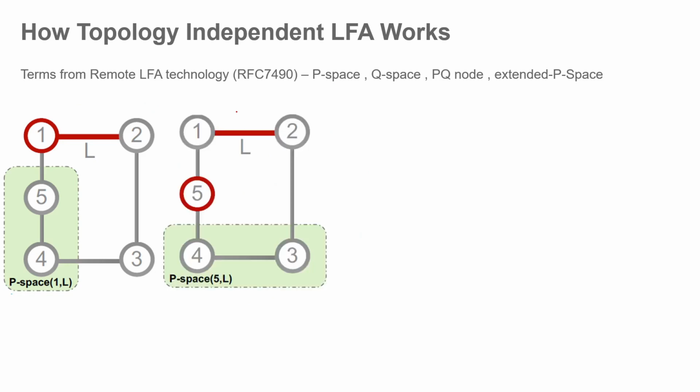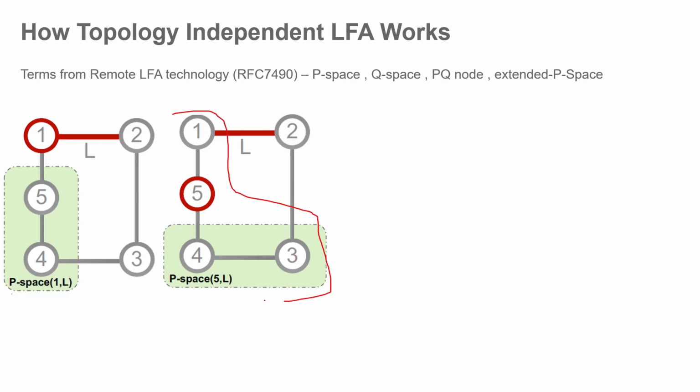Extended P space. So the PLR router will see to which routers its neighbor can reach without going over the protected path. So R5 can reach R3 without going via the protected path. If we say the default metric is 1, so let's say here 1, 1, 2, but if it wants to go via this path, then its metric becomes 3. So R5 can reach R3 easily, hence it becomes the extended P space for R1.